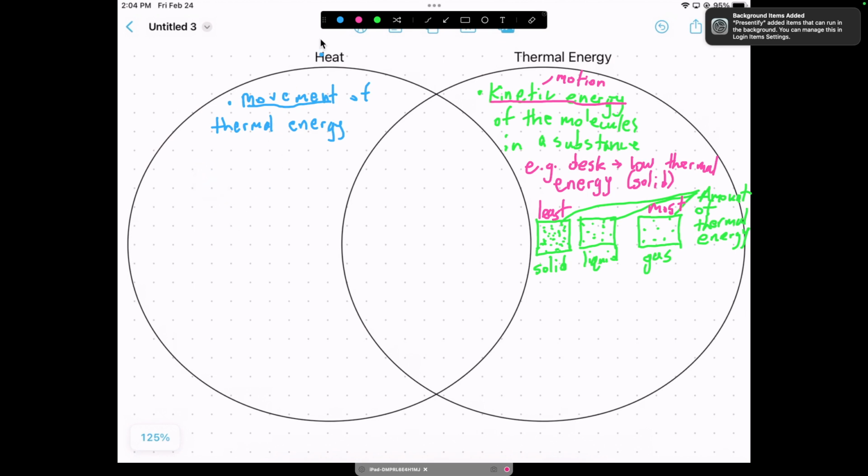I should get a different color here. Let's get a different color. I guess we'll do pink. It's the closest to the sun for now.